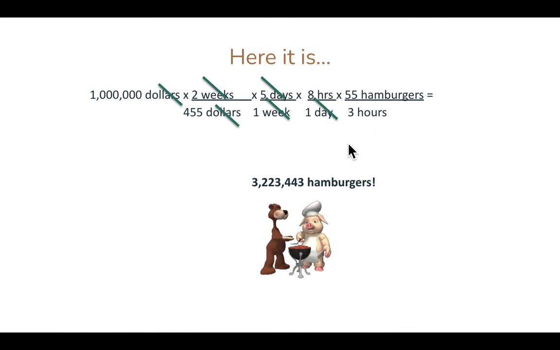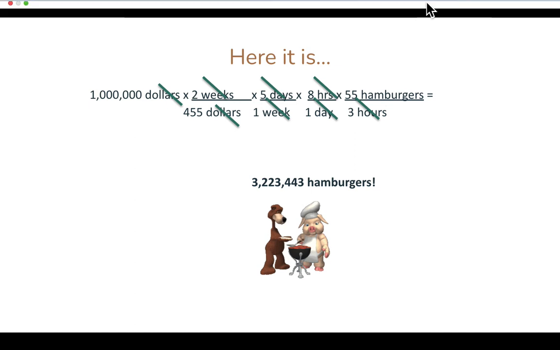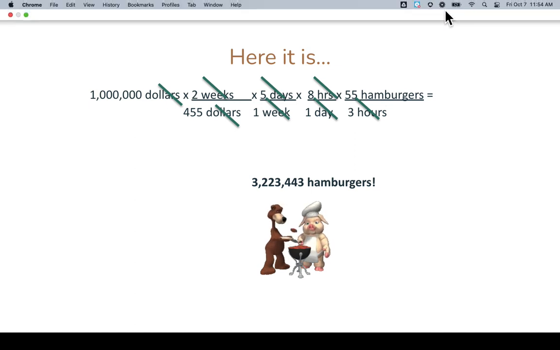Finally, our final conversion factor. We have 8 hours, and 3 hours is 55 hamburgers. We have finally reached at the top the unit we want. If you put this into your calculator, 1 million times 2 divided by 455 times 5 times 8 times 55 divided by 3, you should get 3,223,443 hamburgers to make your million. And that is your lesson on dimensional analysis.